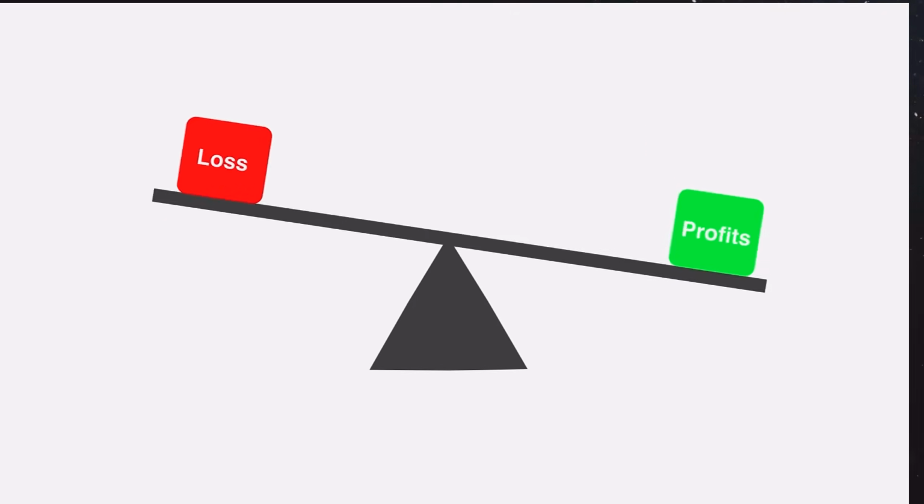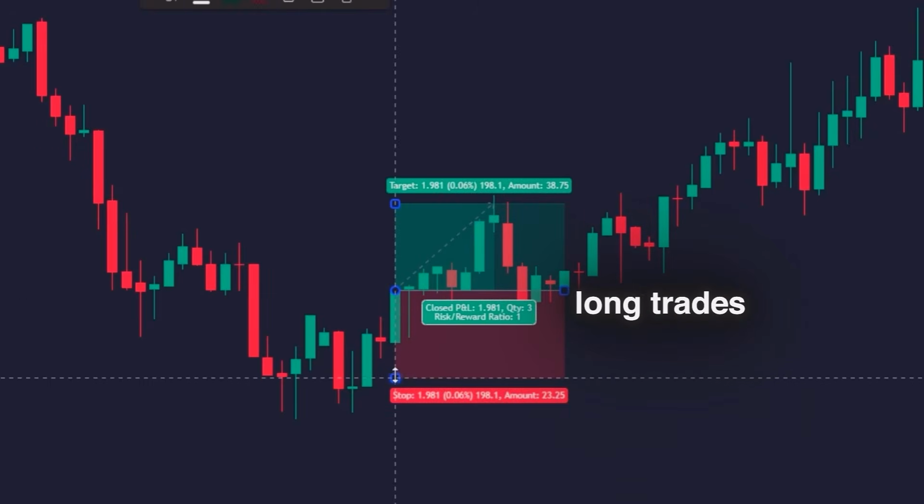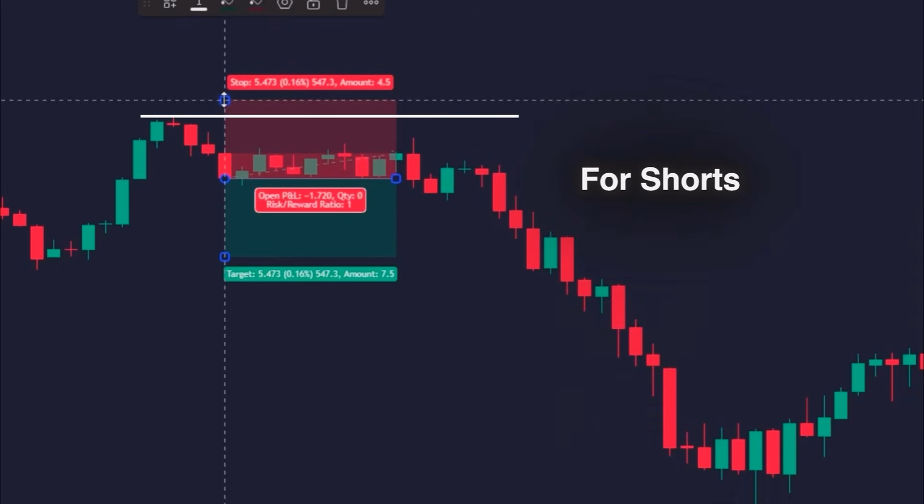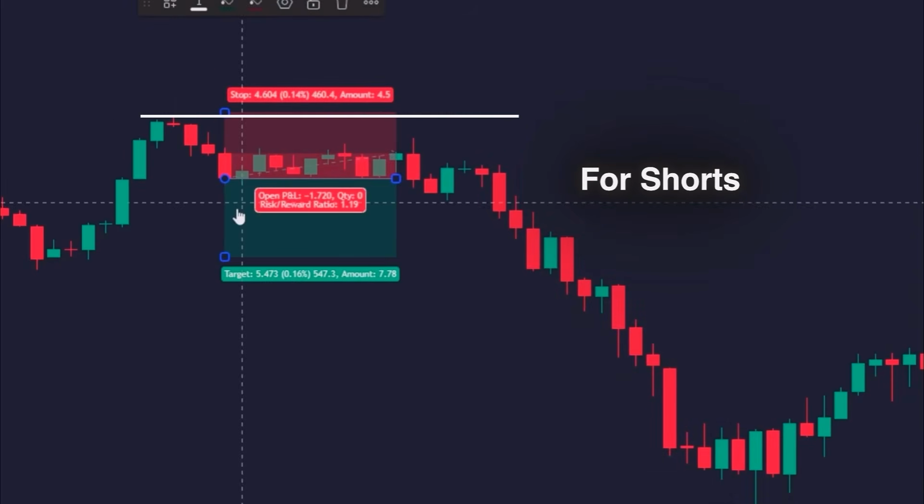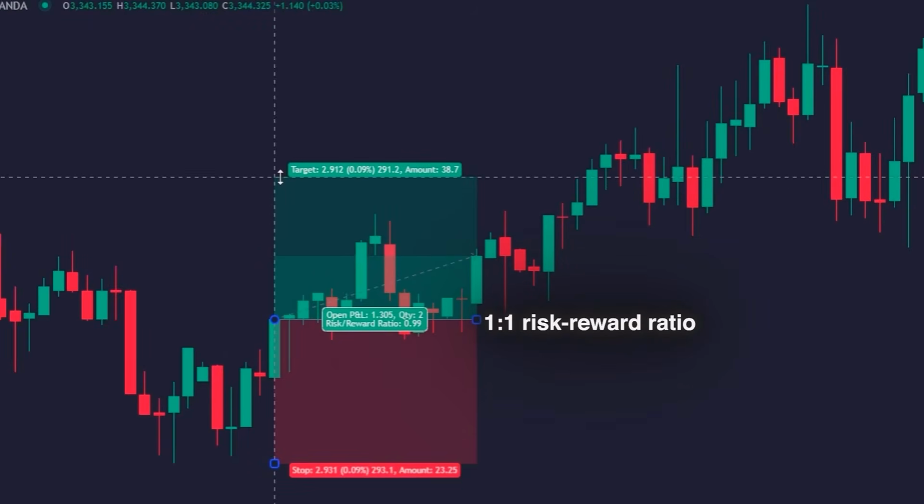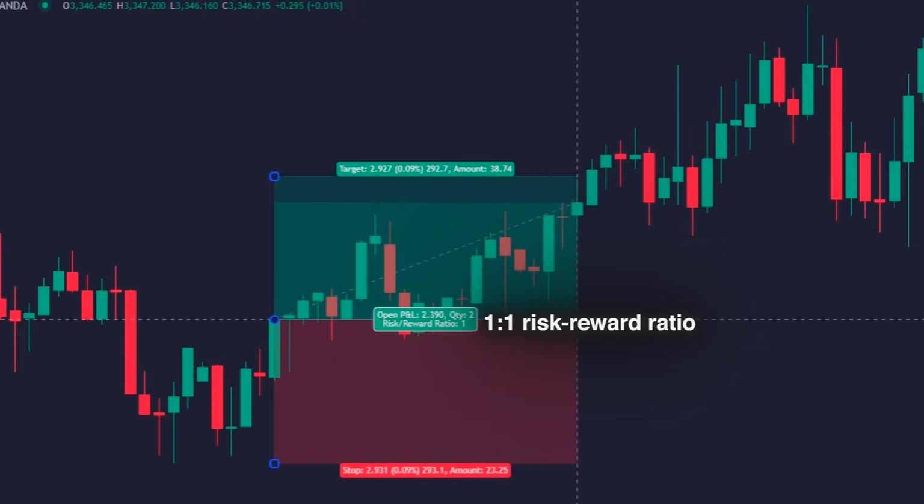Now that we have the entries, let's talk about the risk management. For long trades, the stop loss goes just below the last swing low. For shorts, it goes just above the last swing high. And regarding the take profits, today they will be fixed at a 1-to-1 risk to reward ratio.